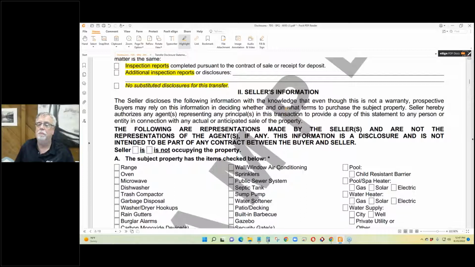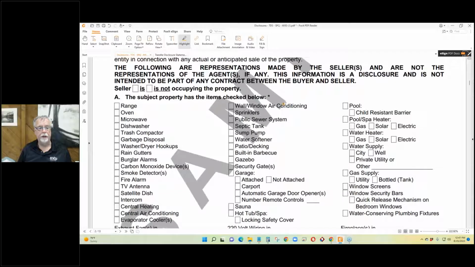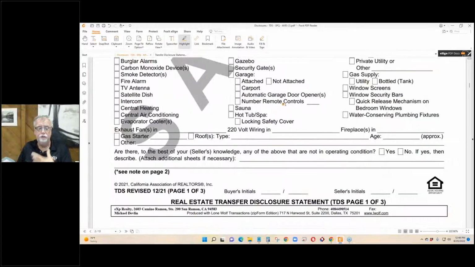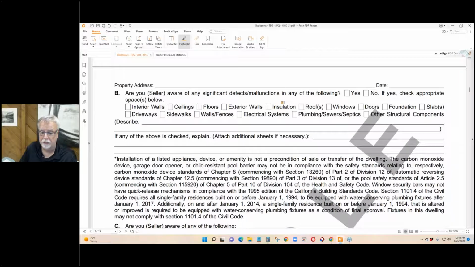Because a property inspection is not a substituted disclosure. All right. So then the rest of this is answering questions, right? And I'm going to jump into how would you really do that, right? And so they check boxes, and if there's anything wrong or broken, they're supposed to write in what it is.